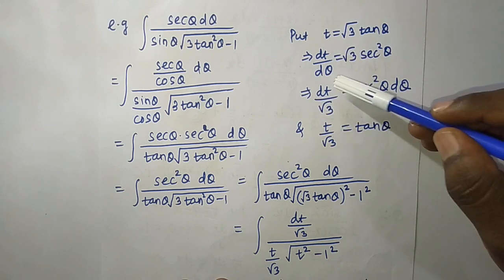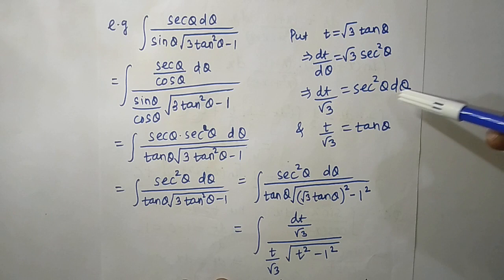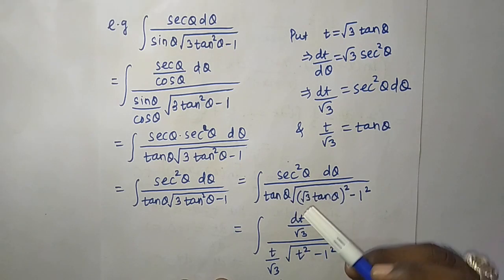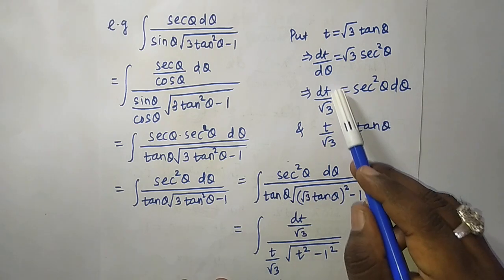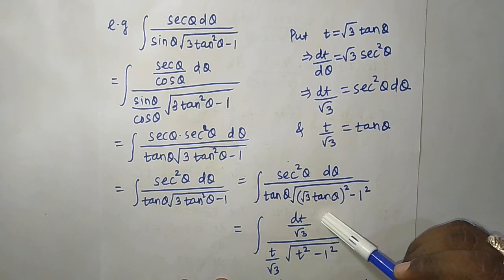Then we will get what? dt by root 3 is equal to sec square theta d theta. Okay. So now put it here. In place of sec square theta d theta, what we will put? We will put dt by root 3.